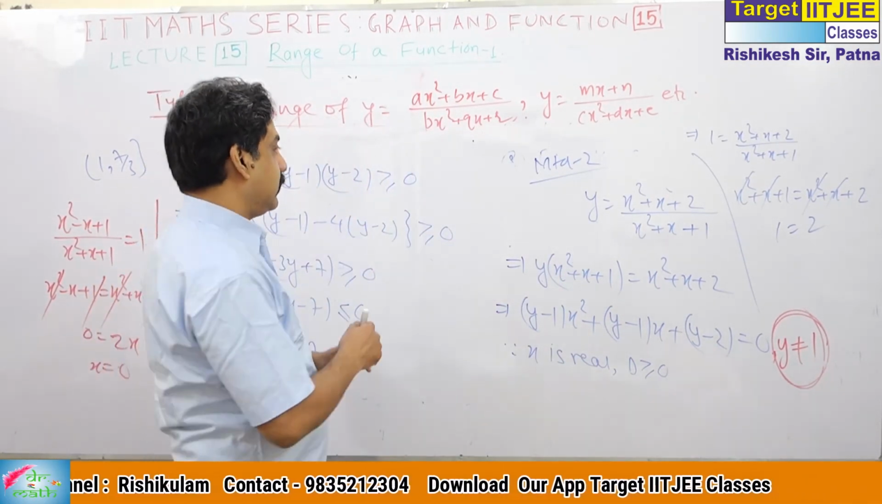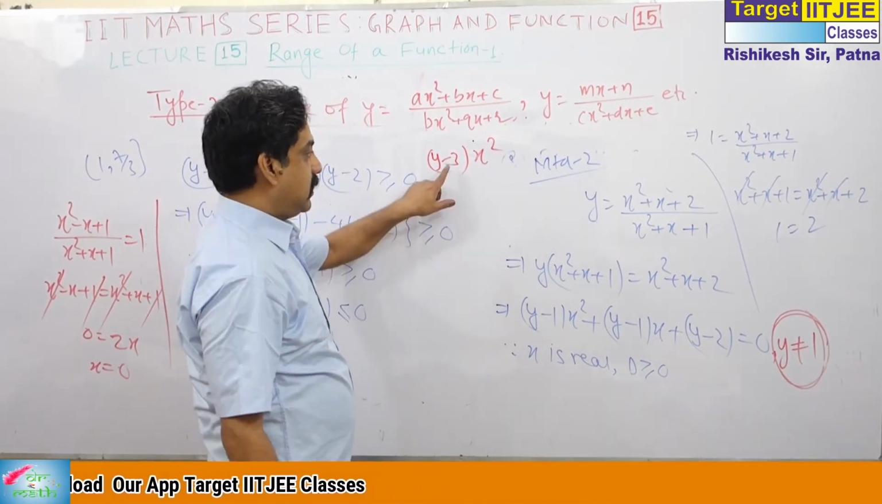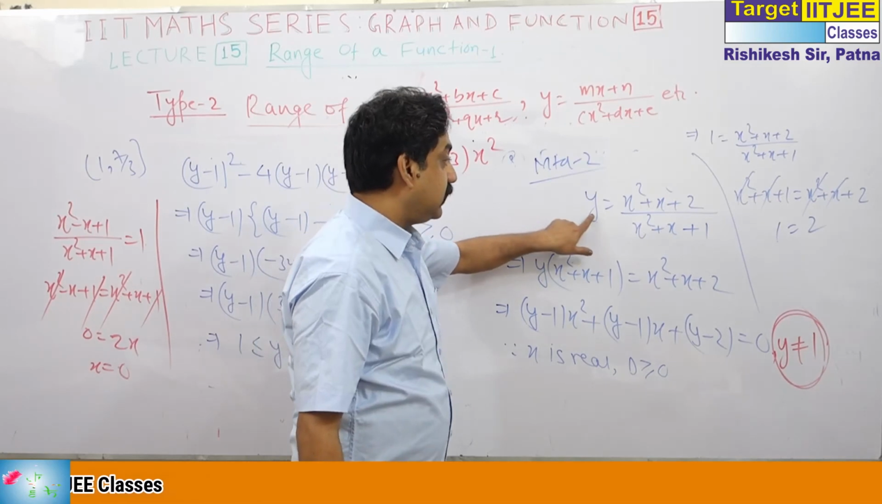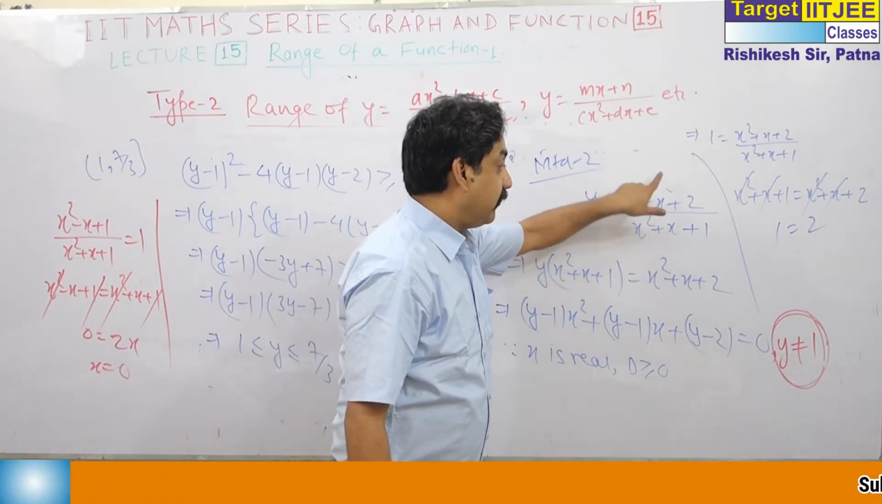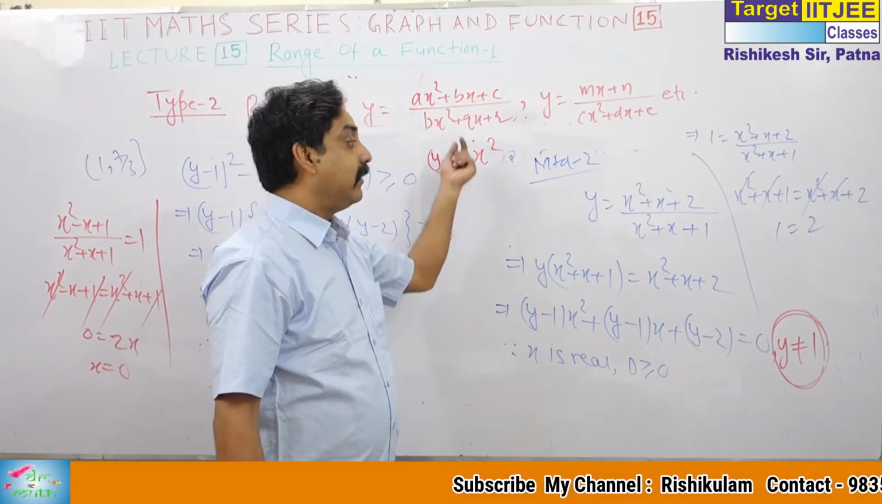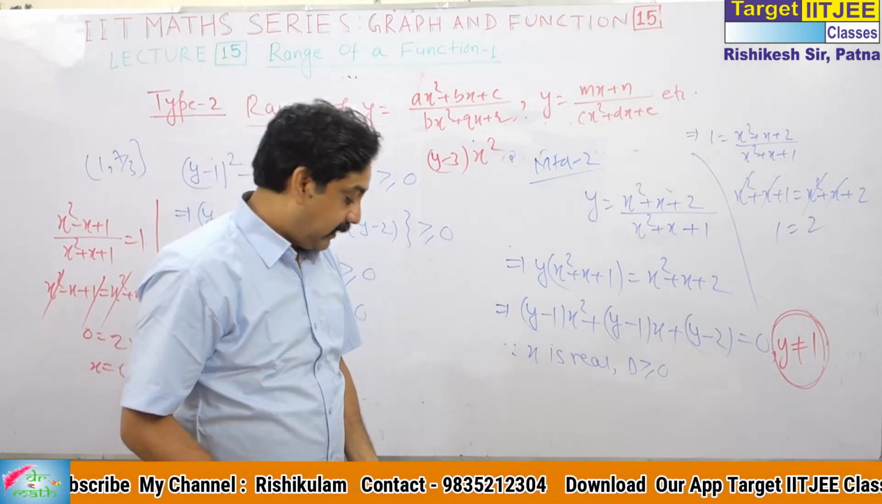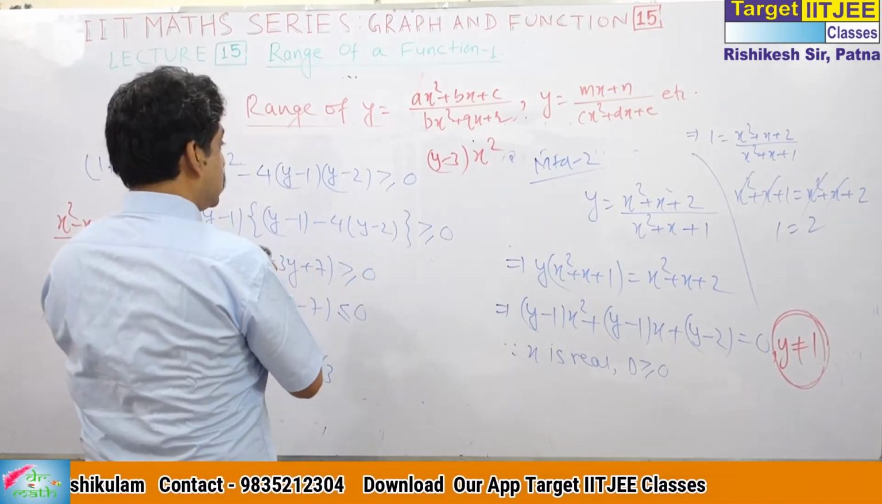Suppose you get y minus 3 x square in some question, you have to put y is equal to 3 here and find the value of x. If a real value of x exists, y is equal to 3 will be taken. If it doesn't, it cannot be taken. This is a simple way. And what happens in such type of question?